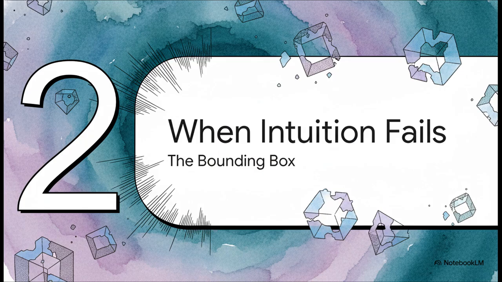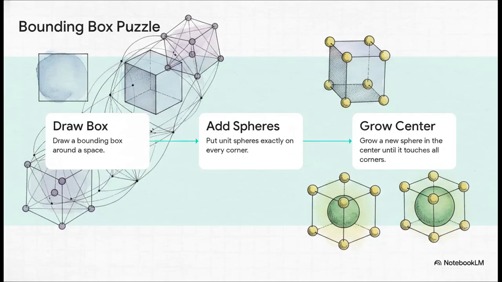That leads us perfectly into section 2, when our intuition fails. Here's the crucial point. If we blindly trust our basic 3D instincts when traveling to these higher dimensions, the geometry is going to severely punish us. Let's look at this classic mathematical fable. It's called the bounding box puzzle. We want to know, as dimensions increase, how big does a central inner sphere get?